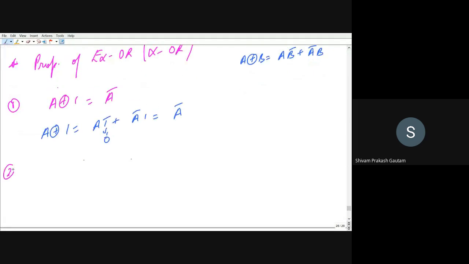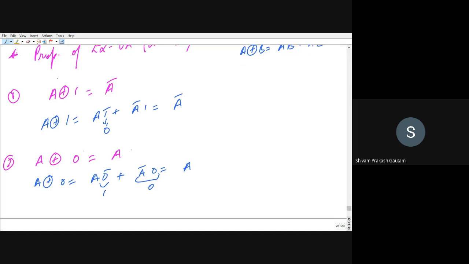Second property, A XOR with 0 will give you A. This also we can prove. A XOR with 0 will be equal to A 0 bar plus A bar 0. Again, A bar multiplied by 0 will be equal to 0, and the complement of 0 will be equal to 1. So we will be having A.